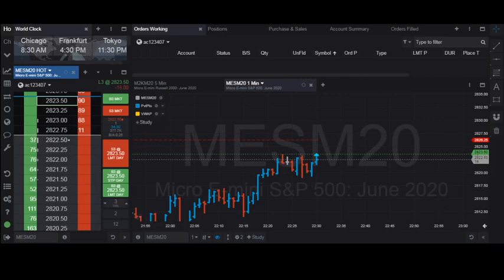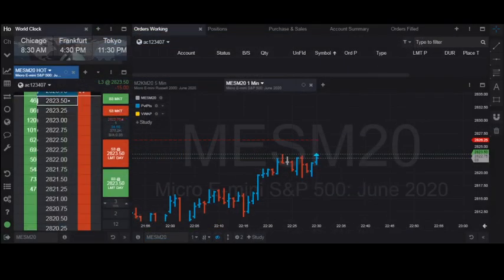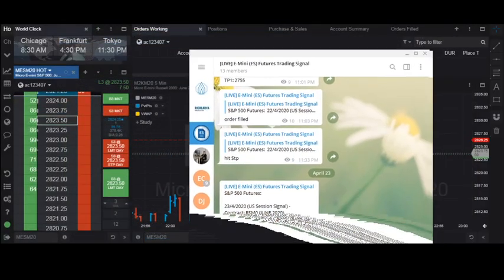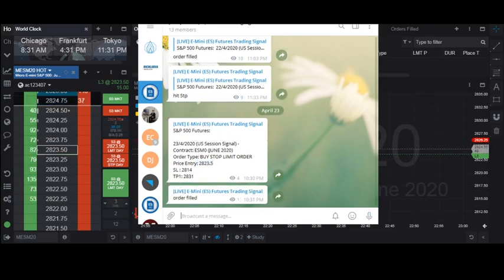We are now live with day trading for the S&P 500 futures contract, June 2020, ESM20. At this moment we are on the long position. Based on my live Telegram channel, a long position was mentioned, which is to go long at 2823.50. We have already been filled. The target is 2831 based on the Fibonacci level.